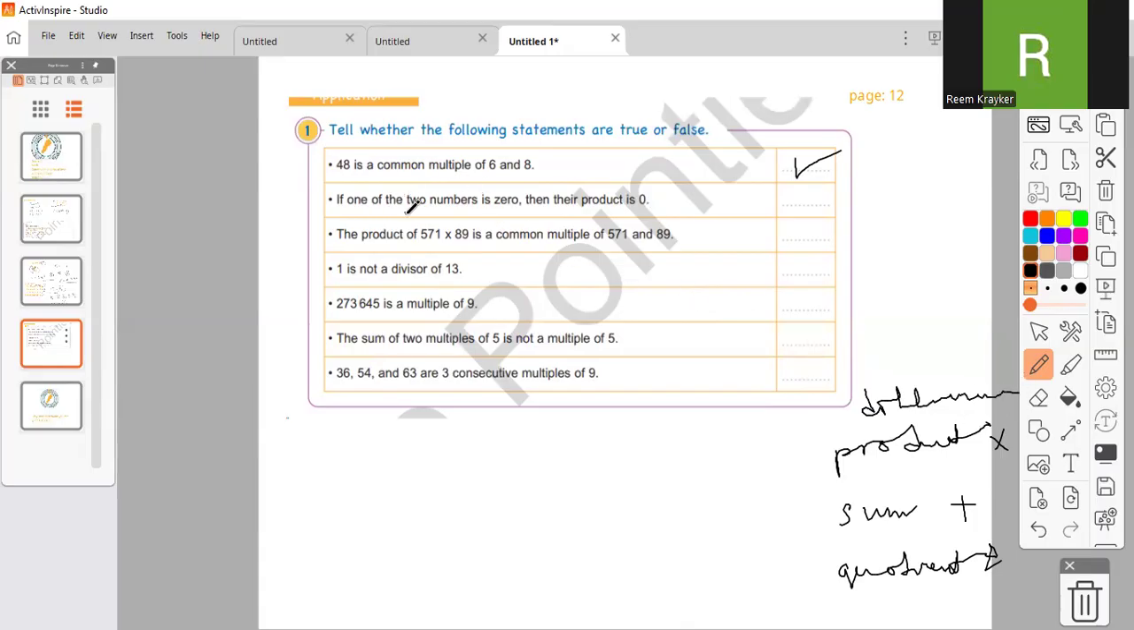Here, if we have two numbers and one of them is 0, the product means times. Two numbers, one of them is 0, then the product is 0. Of course, any number I multiply by 0, I will get 0.